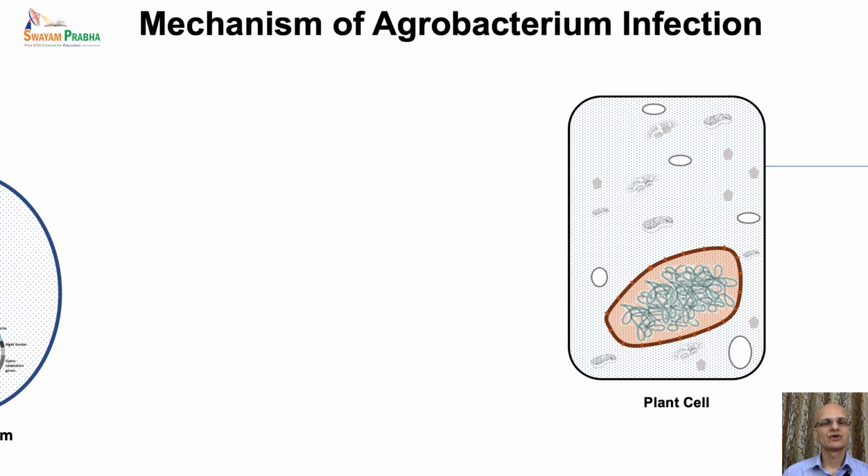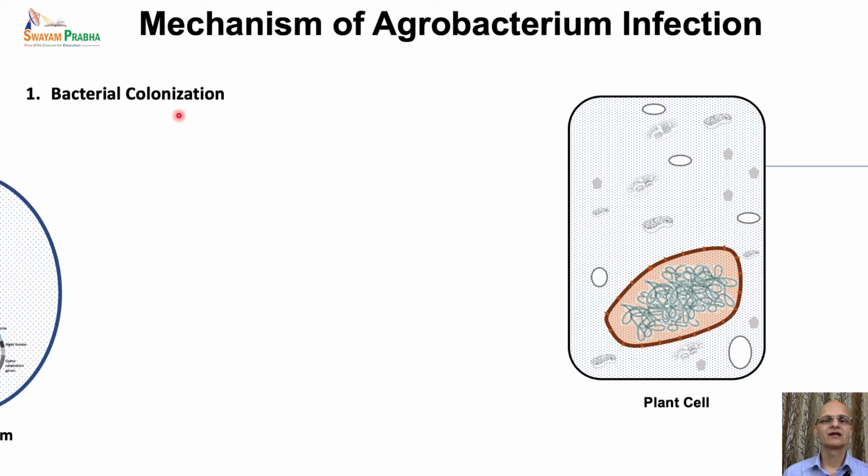So here is a plant cell, and Agrobacterium should be in the soil. It's a soil bacterium, so they are there in the soil somewhere in the vicinity. And so the first step is that bacterial colonization, and it occurs through a chemotaxis movement.